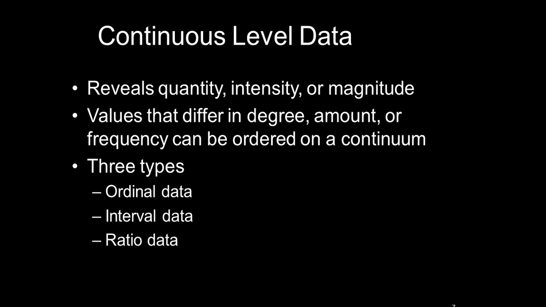All right, continuous level data. When we talk about continuous level data, we're talking about variables that take on or assume a quantity, intensity, or magnitude. The values can differ in degree, amount, frequency, and differences can be ordered on a continuum from minimum to maximum quantity. When we talk about continuous level data, there are three types of data that we talk about: ordinal data, interval data, and ratio data. And I'm going to take you through all of these next.